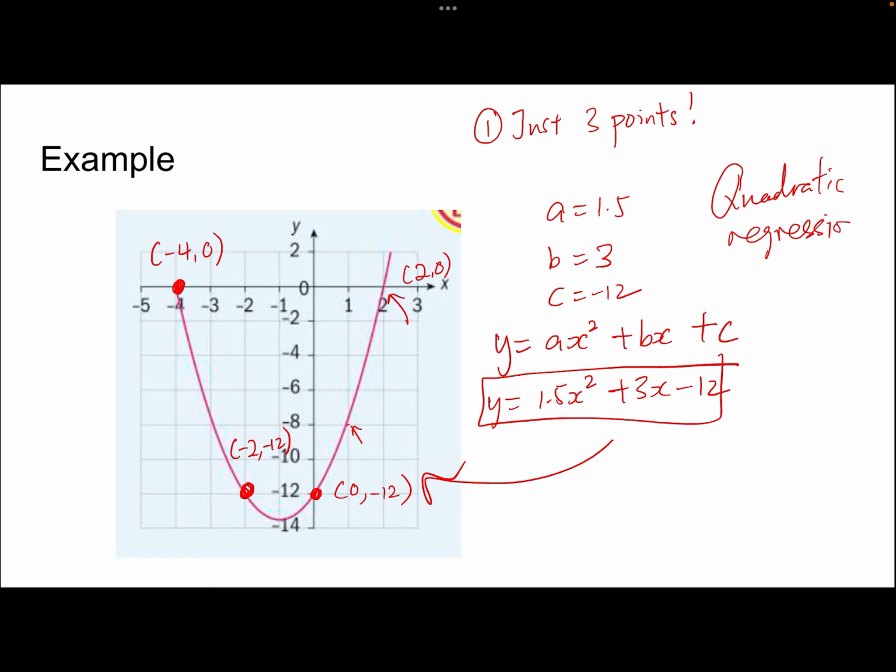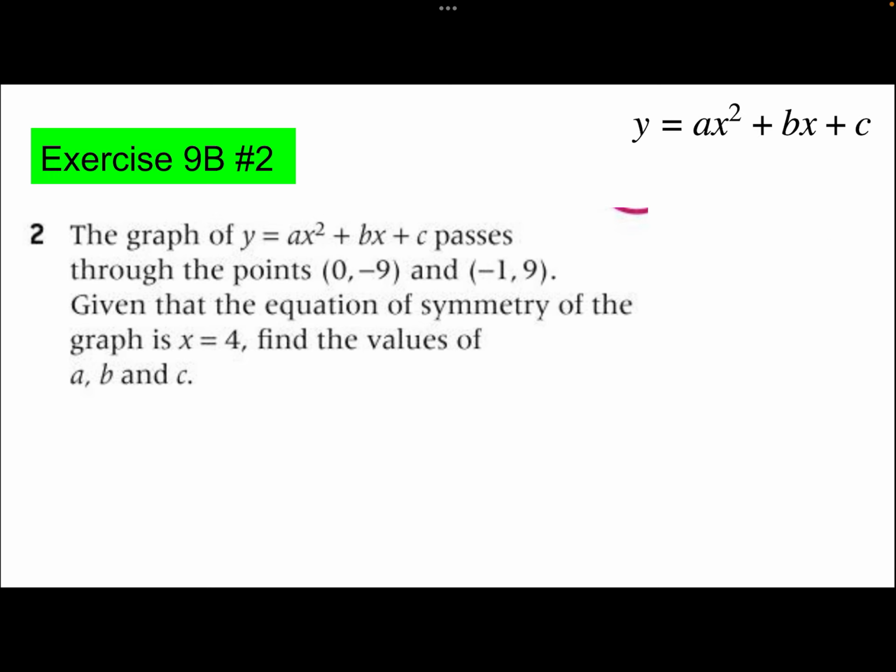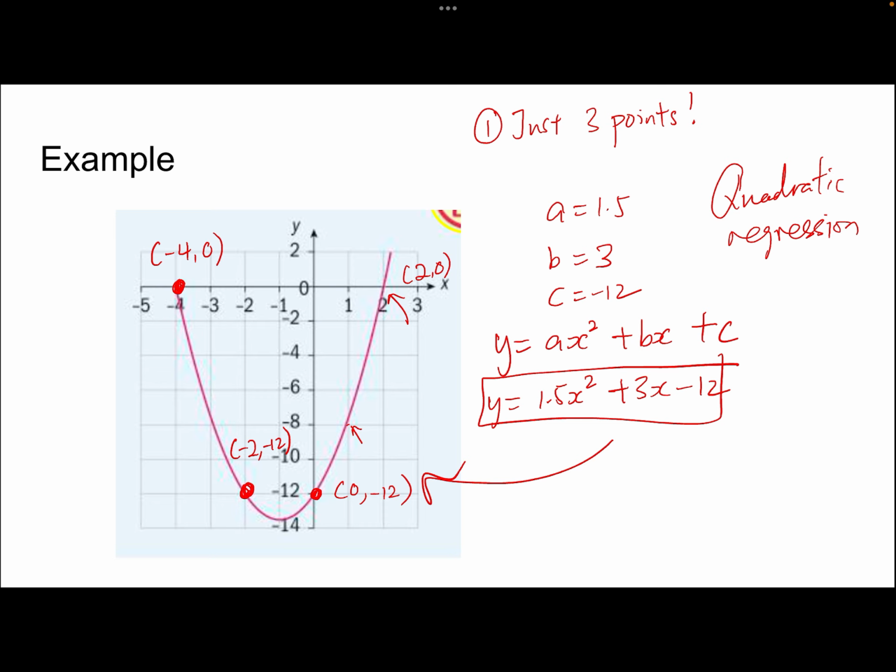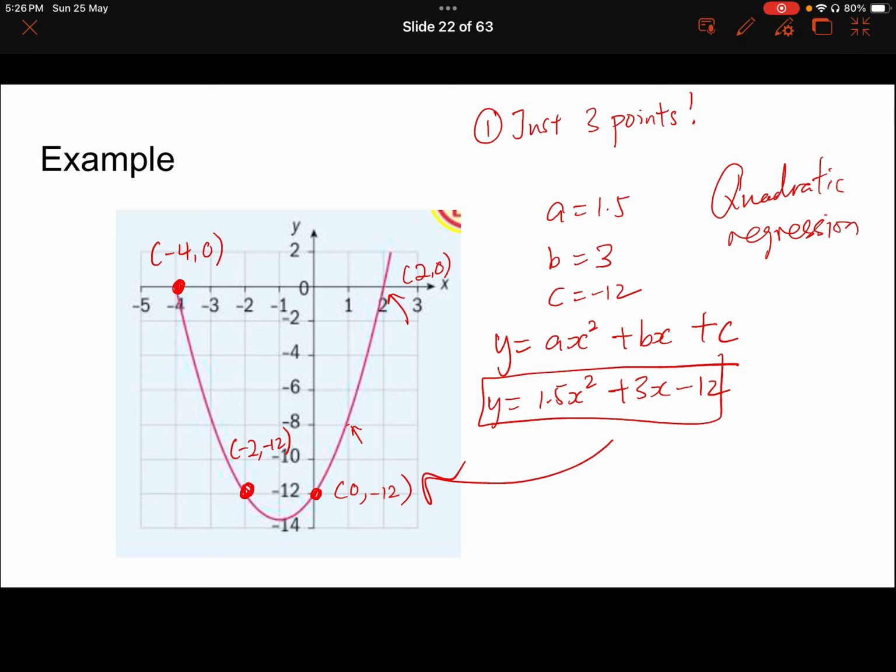Okay, now this works very well for the AI classes. Now for the AA classes, if this was a non-calculator paper, then we have to do it in a different way. And I could show it to you how this works. Let me just try to clear this up first.